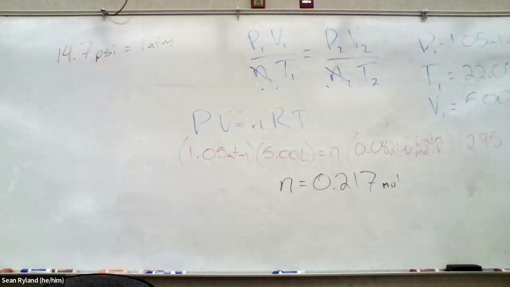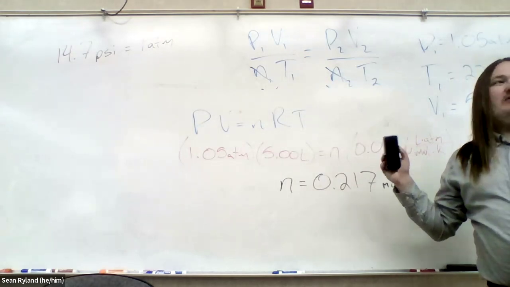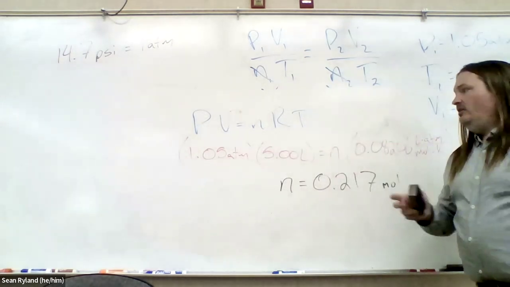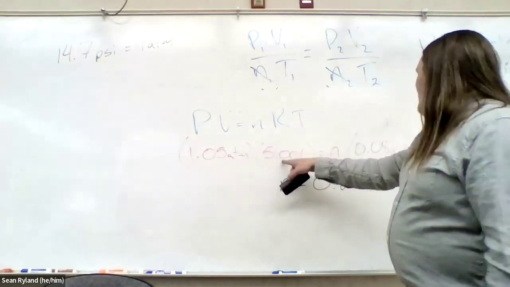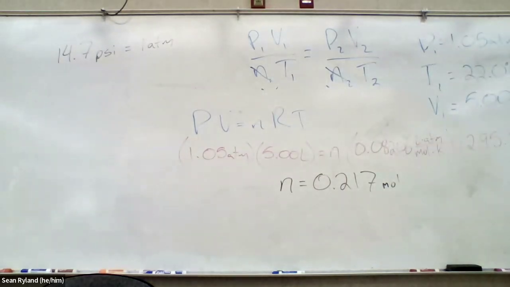All right, so gas laws questions so far. What would be the order of operations to put that in the calculator to get it? Shouldn't matter because multiplication and division are really the same step, right? So since there's no addition and subtraction, there's no exponents involved, you should be able to do it in any order. 1.05 times 5 divided by 0.08206 divided by 295.2 should give you the same answer regardless of what order you do those steps in.